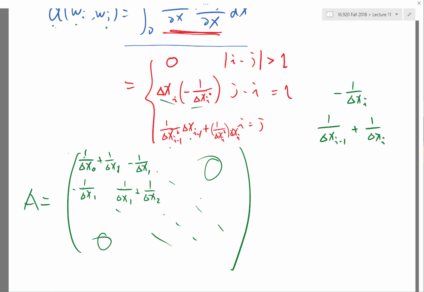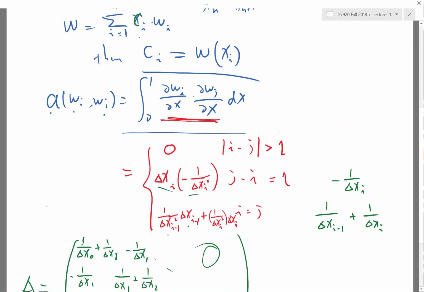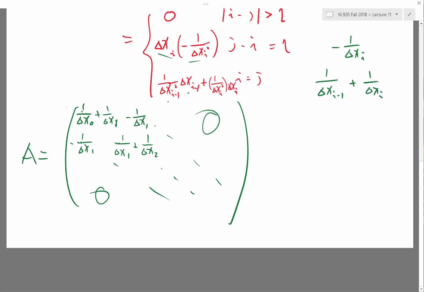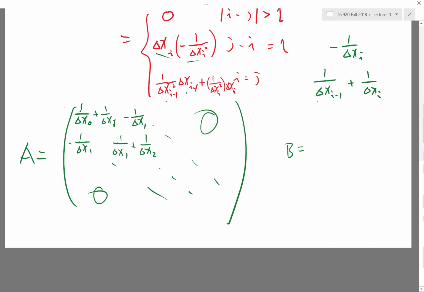No? Okay. So then let's look at our B. B is actually pretty easy, and let's take the special case where f is a constant function 1, right? So let's solve this particular case first. If f is a constant function equal to 1, then B is the linear form, the integral from 0 to 1 of f times w i, dx. So if f is equal to 1, this is simply the integral of the basis function. So what's the integral of the basis function?